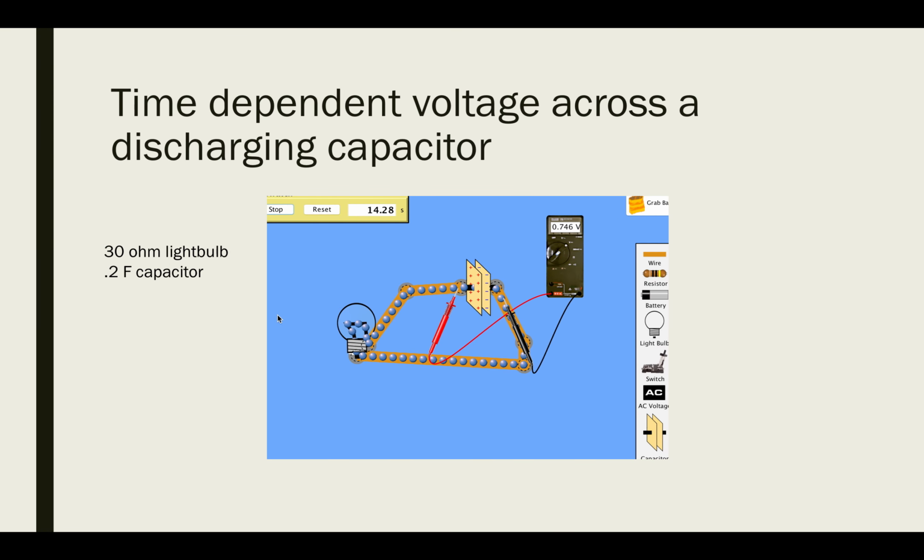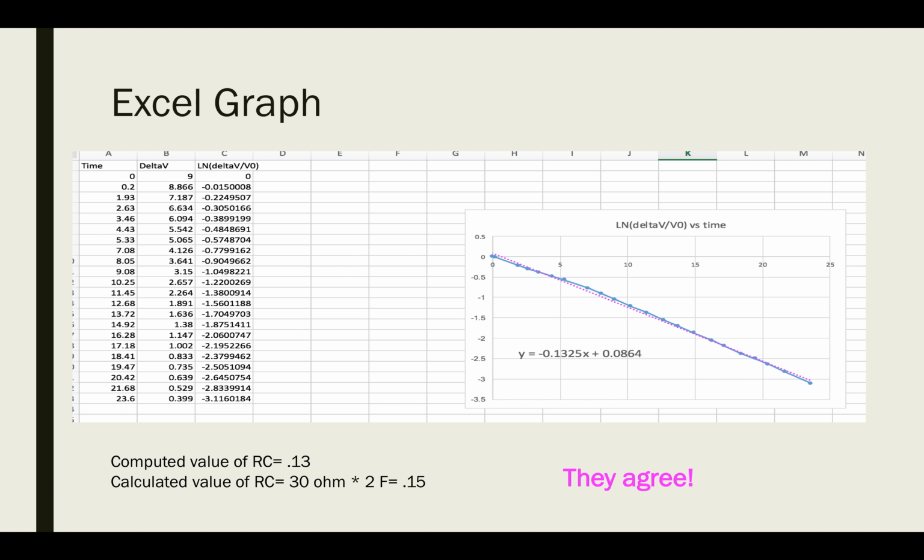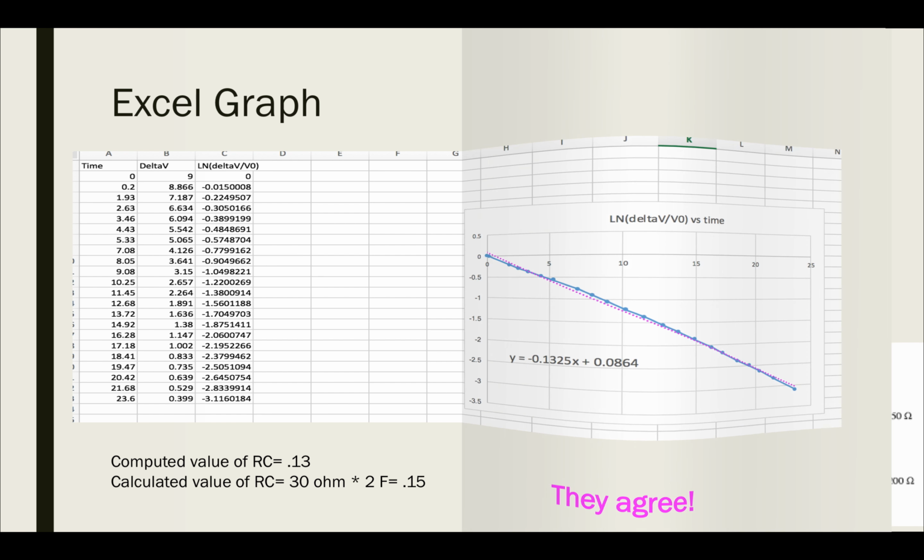For the last part of the lab, we found the RC time constant by discharging a capacitor and graphing ln of delta V over V naught versus time, which gives a straight line plot. As you can see, this is what the graph looks like, and the slope is the RC constant, which in this case is 0.1325. The calculated value of RC, which is just resistance times capacitance, was 0.15, so you can see that these two values agree since they are very close.